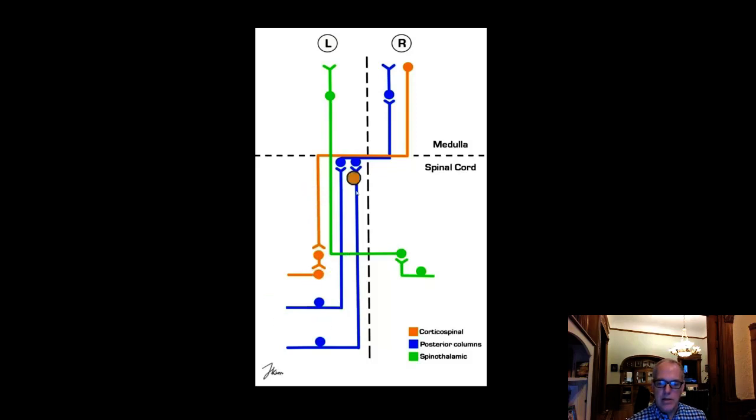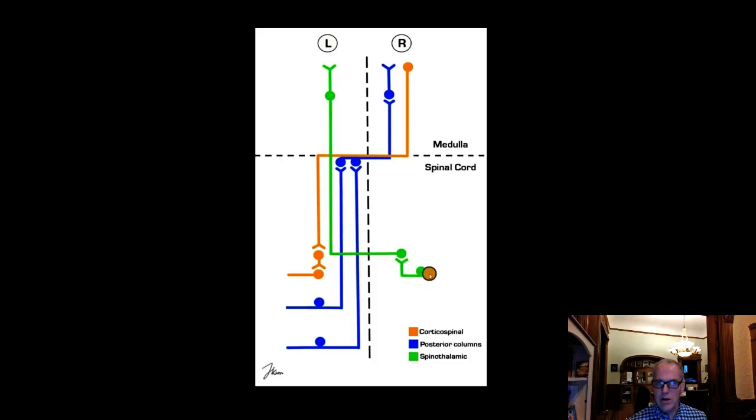Okay, if we look here at the posterior columns, so let's say this is fasciculus gracilis for the leg, fasciculus cuneatus for the arm, and again we put our lesion in the left cervical cord. Since this hasn't crossed yet, it doesn't cross until the lower medulla, we're going to have a loss of vibration and proprioception that is ipsilateral below the level of the lesion.